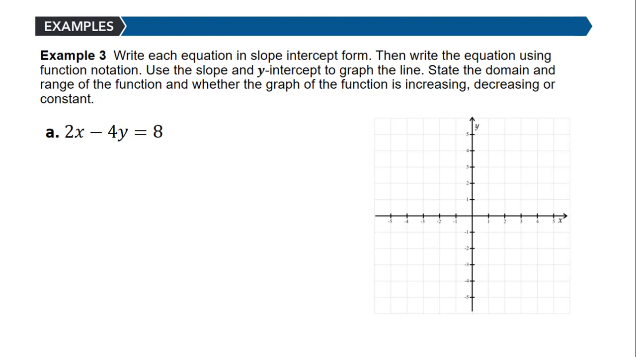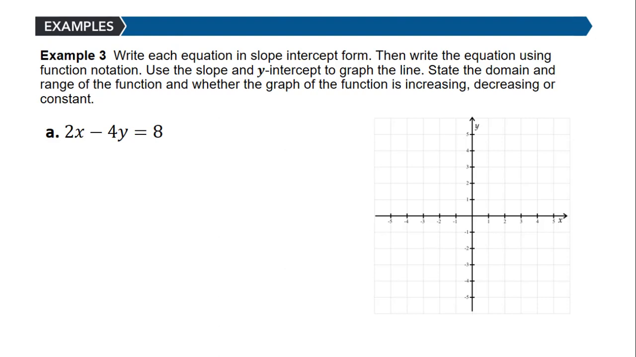Now, in this example, we will write the equations that were given in slope-intercept form, and then we want to write them using function notation if that's possible. Then we'll use the slope and the y-intercept to graph, state the domain and range of the function, and whether the graph is increasing, decreasing, or constant.